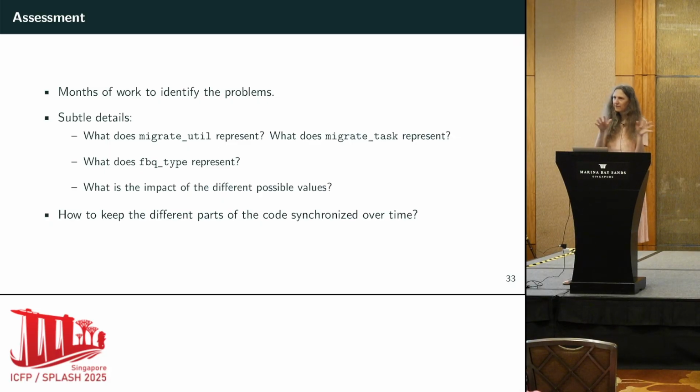Somebody realizes they have a performance problem, they make some little hack and it goes away. If they're convincing enough, it gets into the Linux kernel, and so we have just this kind of random thing. So the big problem is, how can we understand what's going on? How can we keep the different parts of the code synchronized over time?